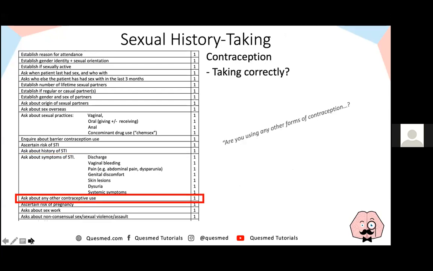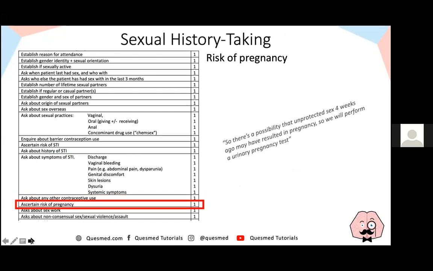We also want to ask about contraception. Again, we are assessing the risk of pregnancy. And again, there is sometimes a mark for verbalising the risk of pregnancy. So if someone's not been taking their pill properly or they're late in having their injection, we want to verbalise to the examiner that we're aware that there is a risk of pregnancy.